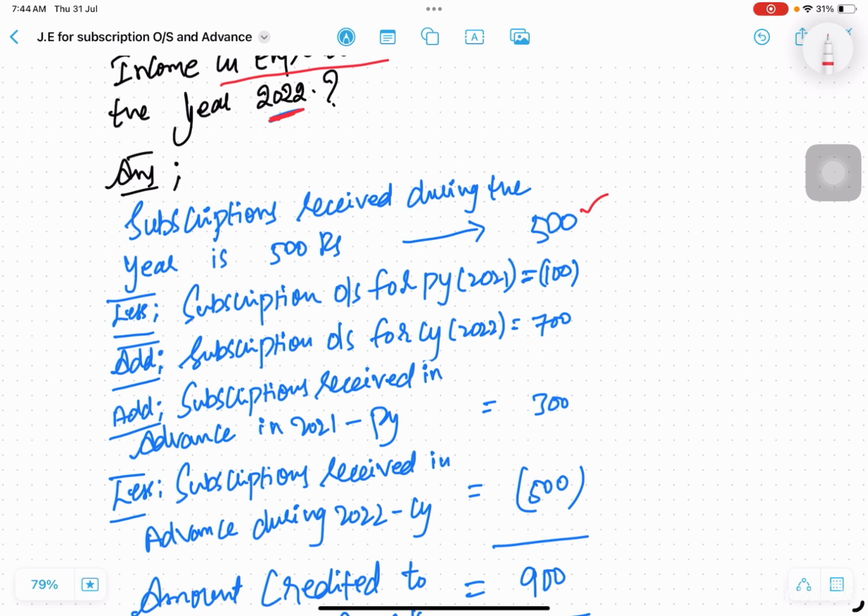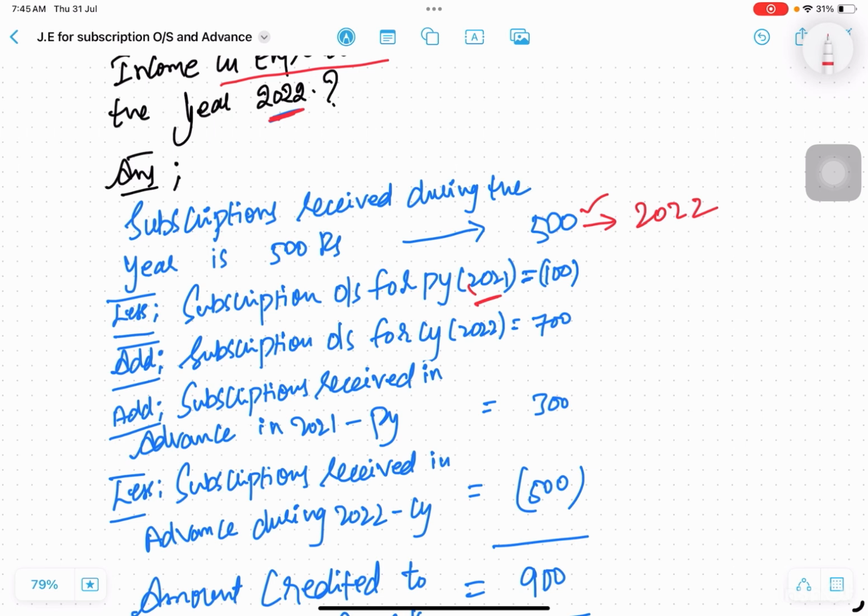Why do I need to reduce last year outstanding subscription? What is the last year? 2021. What is the current year? 2022. Last year outstanding subscription, that means they didn't receive it last year. That means definitely they would have received it in the current year, correct or not? So now this 100 rupees is included in the 500 rupees or not? Yes, that is included in 500 rupees. So that's why we need to reduce it.